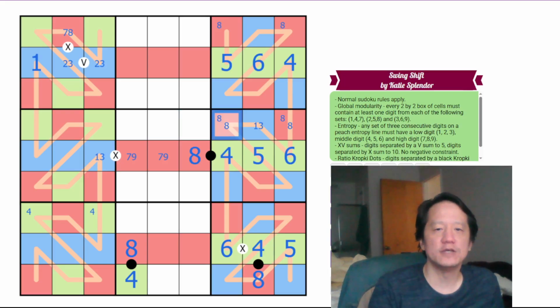So if this is 8, these two are 2 modulo 3. This is 1 modulo 3. This must be 0 modulo 3. This is 0 modulo 3, and this is 0 modulo 3. So this would have to be 1 modulo 3. So this would be 7 if that's the case.